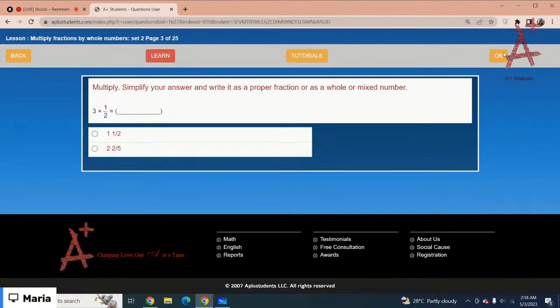Okay, the next one is 3 times 1 over 2. So you need to do 3 times 1 and you have to divide it by the 2. So 3 times 1 is 3 and 3 divided by 2. So you have to do 2 times 1 is 2 and you have 1 remainder. So it would be 1 whole 1 over 2. The correct option is option number 1. It is 1 whole 1 over 2.